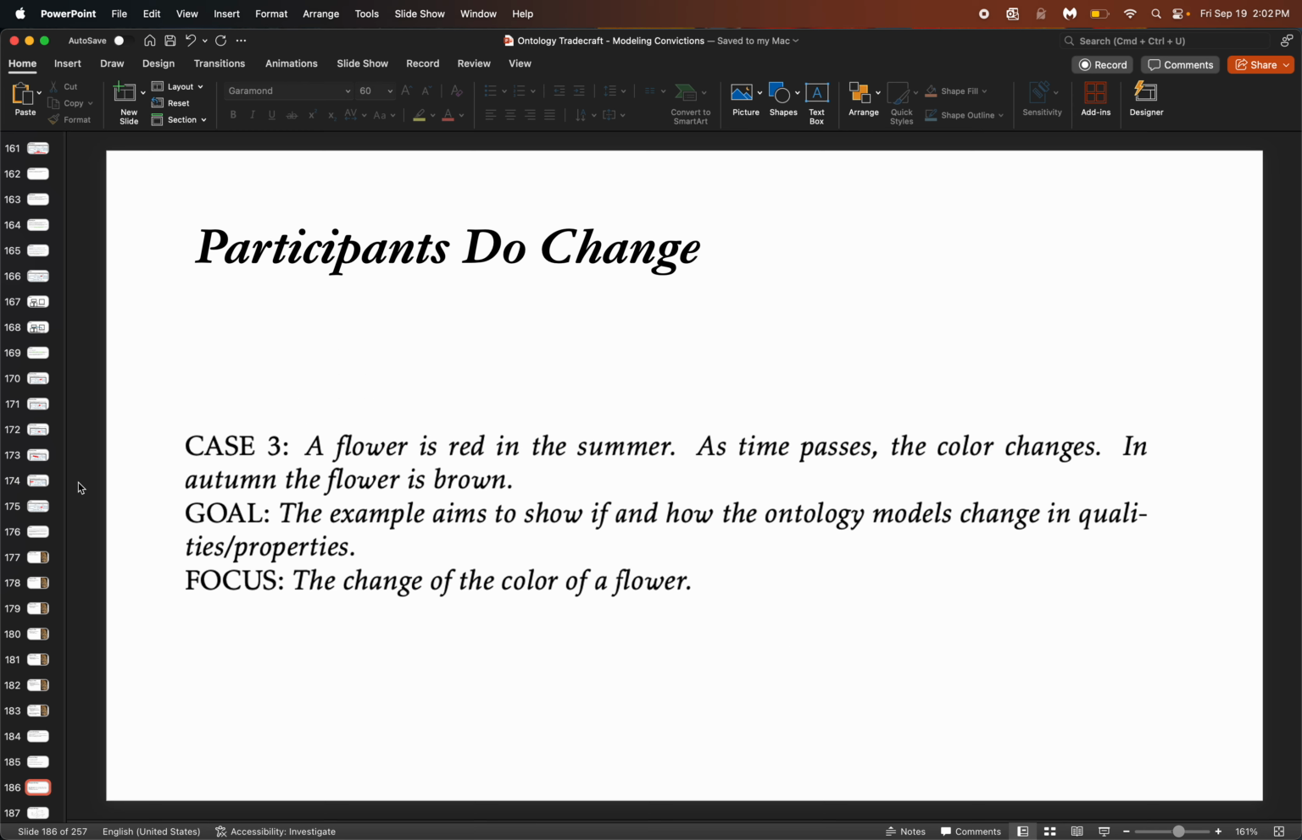So for example, participants do change though, but the process doesn't. This is from a case study paper in Applied Ontology for Basic Formal Ontology, as part of a suite of upper level modeling cases that our team developed and published in concert with a whole bunch of other top level ontology models. So in this case, a flower is red in the summer, and as time passes, it changes to a different color. This case is supposed to represent how change can occur.